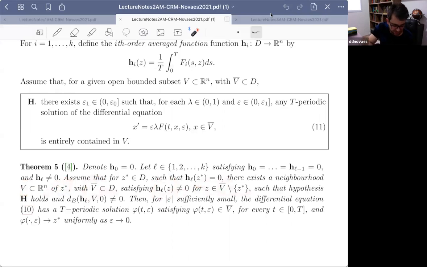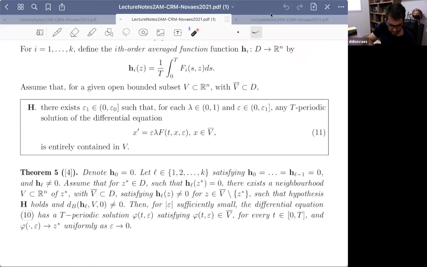We also assume that hypothesis H is satisfied for this V, okay? And that the Brouwer degree of h_L on V at 0 is different from 0. Then the result is that for epsilon sufficiently small, the difference equation (10), this one, has a T-periodic solution contained in the closure of V for every time and converging uniformly to the constant function z*, as epsilon goes to 0. Okay, so this is the result.